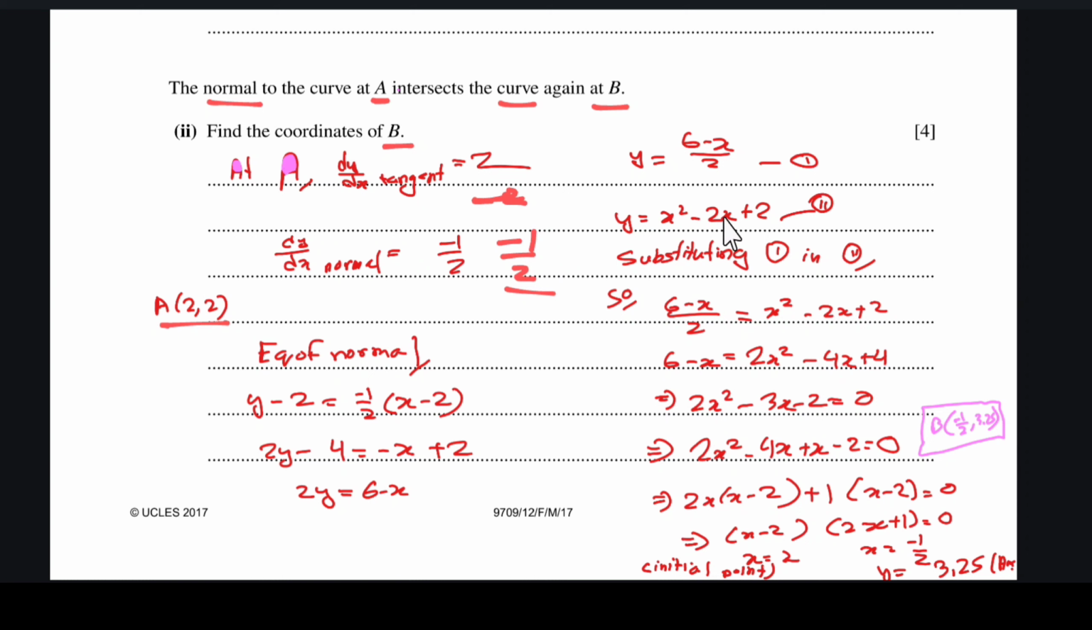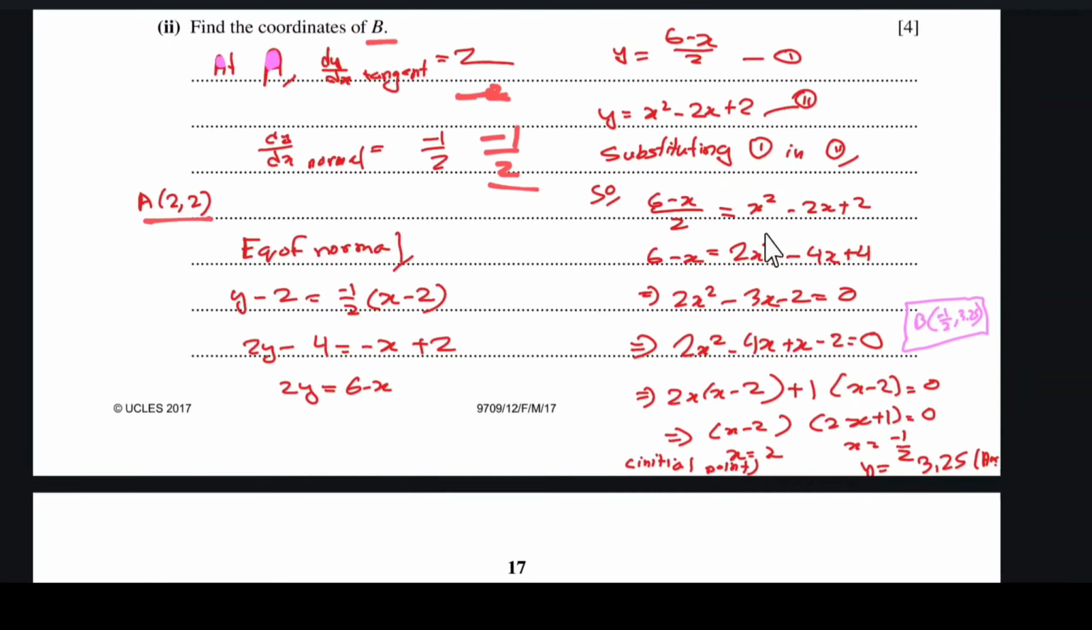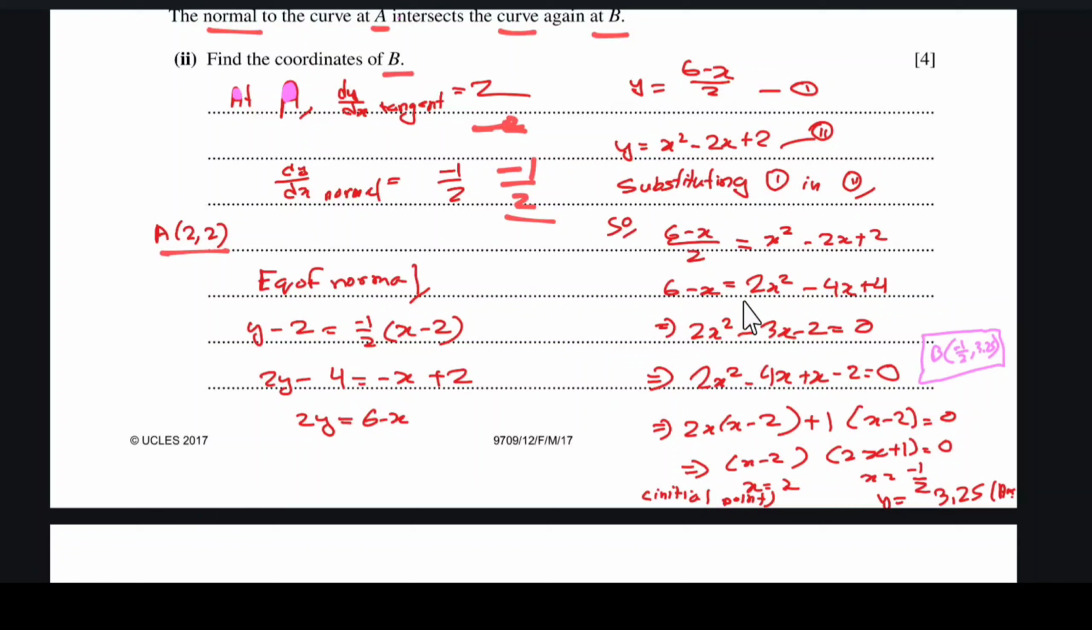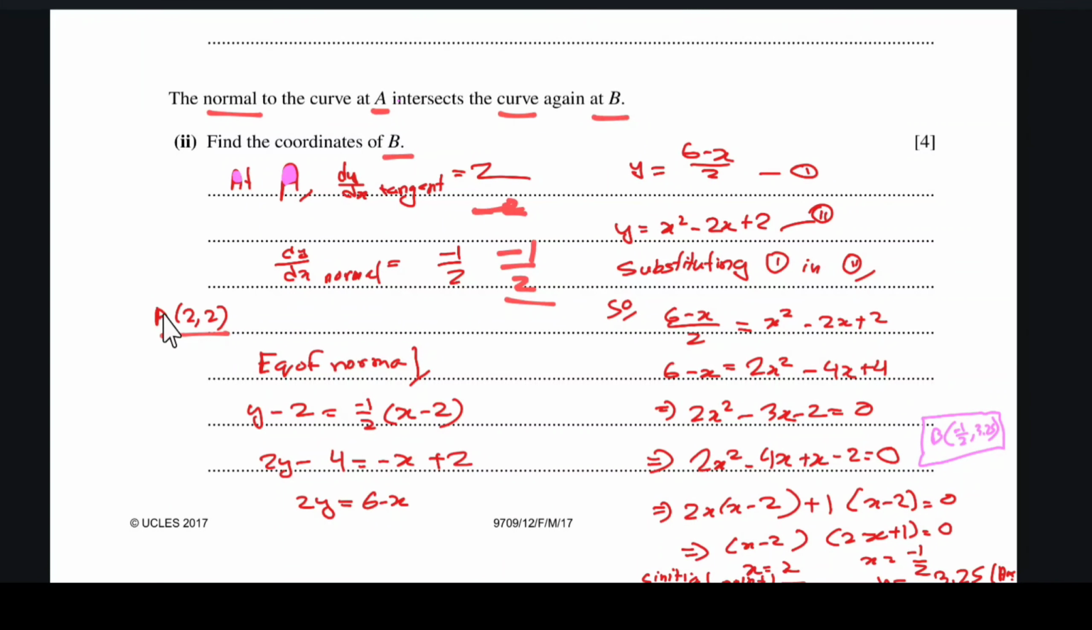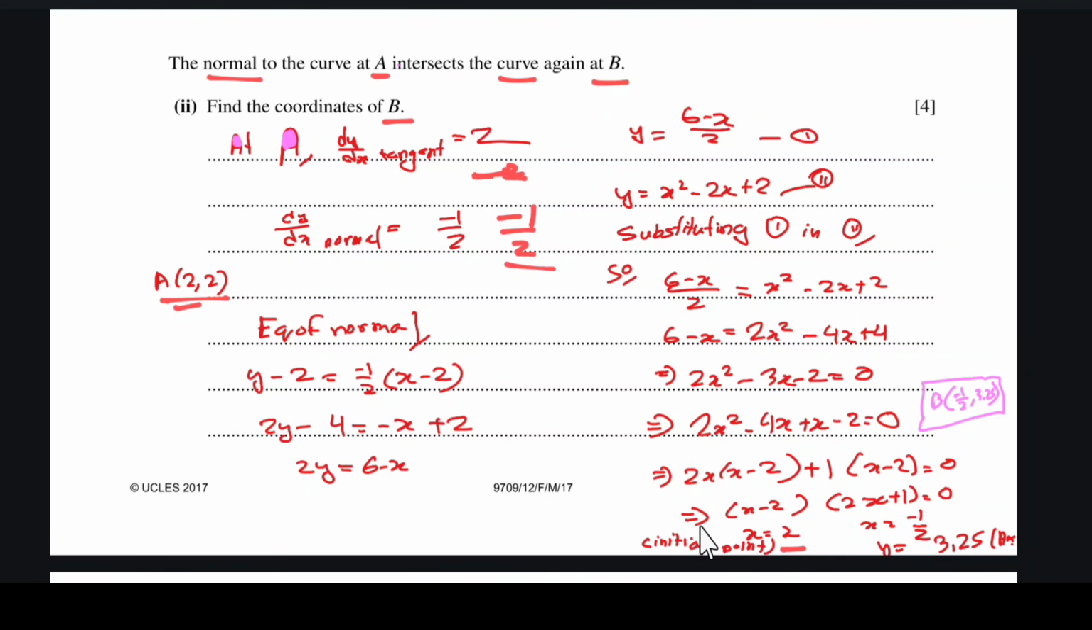That means we can equate the equation of the normal and the equation of the curve to find the values of k, since these two both intersect. So after equating, we get the value of x, that is 2, and negative 1 by 2. Since we know that the coordinate of A is also 2, so this is our initial point, that is the coordinate of A, and the coordinate of B would be negative 1 by 2.